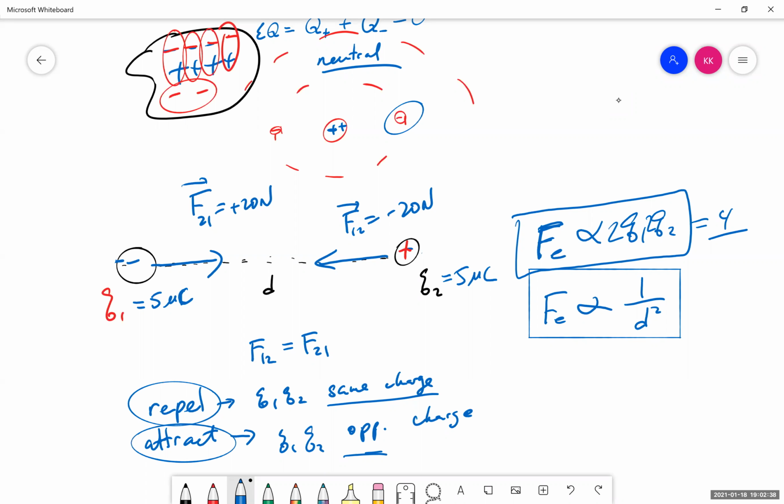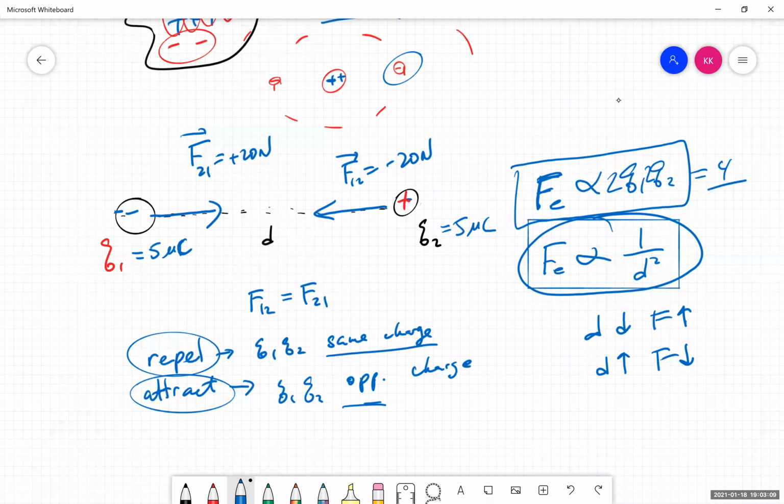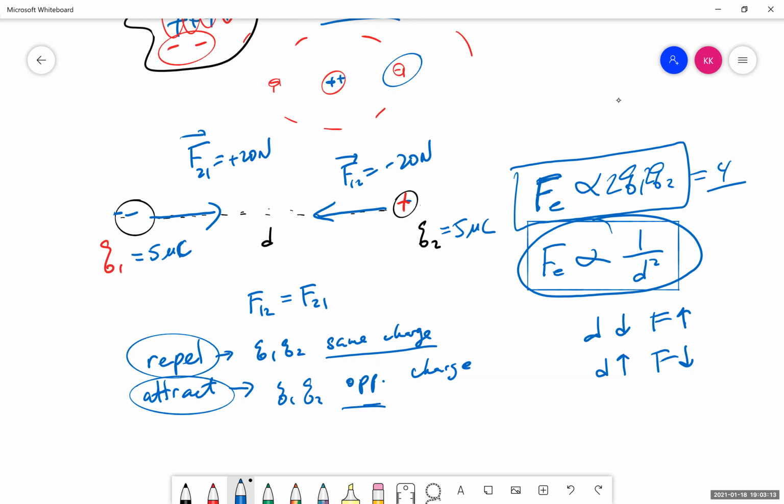In terms of the distance, you can see it's 1/d², which means that if the distance is smaller than before, then the force will increase. As d decreases, force increases, or as d increases, force decreases. The further they are, the weaker the force. Why? Because of this relationship, and not only is it 1/d, it's 1/d². That means, for example, if I double the distance between them, the force becomes 1/4 as strong. If I make the distance between them 3 times bigger, then the force weakens by 1/9. That's because of this square. So the distance has a really strong effect on the force.